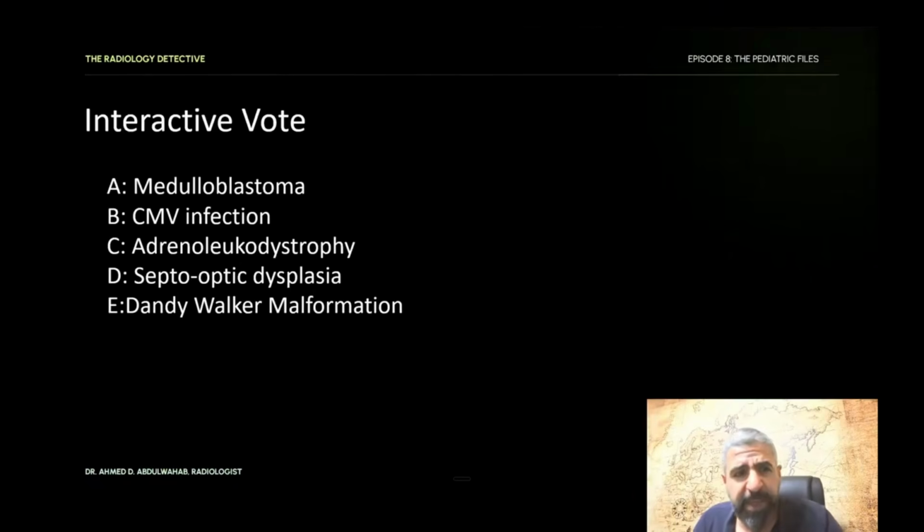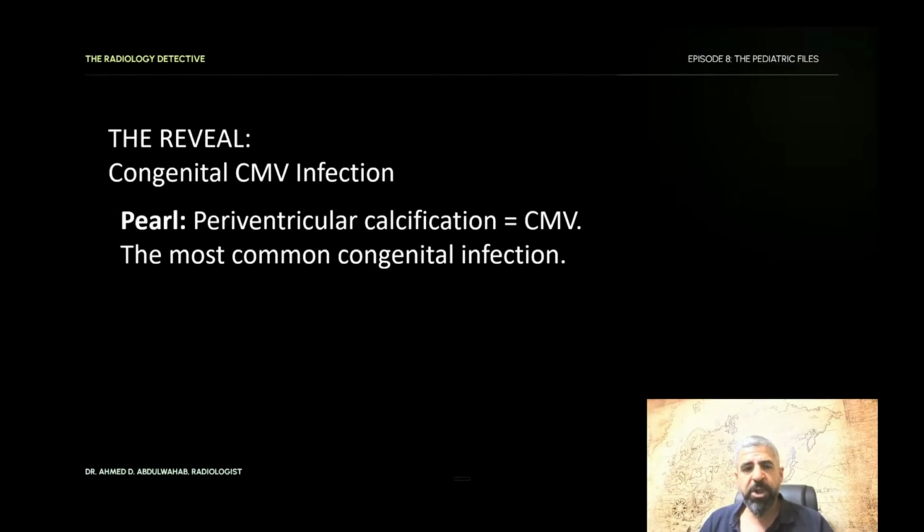Now, the correct answer is A. Medulloblastoma. B. CMV infection. C. Adrenoleukodystrophy. D. Septo-optic dysplasia. And E. Dandy-Walker malformation. And of course, the answer is congenital CMV infection. This is a congenital CMV.